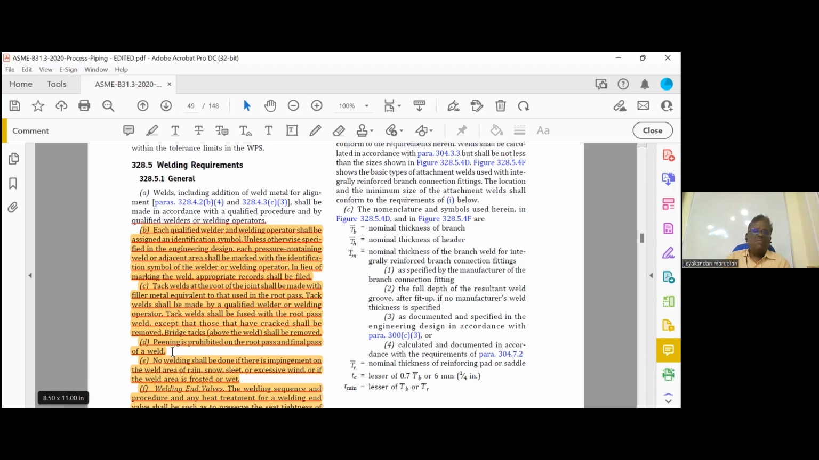Then highlight D. Peening is prohibited on the root pass and the final pass of the weld. Peening means using a ball peen hammer, vibration. Okay.